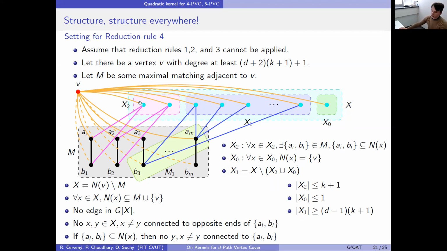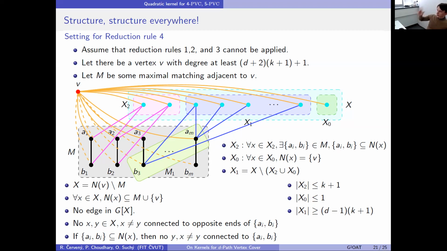The first one are these vertices X2, and they are connected to some edge to both endpoints. They may be connected to something somewhere else, but there must be at least one edge to which they are connected by both endpoints. Then there is this type X sub 0, and these are vertices that are not connected to the matching. In this case, they are the degree 1 vertices connected only to V. And the X1 vertices are the rest.